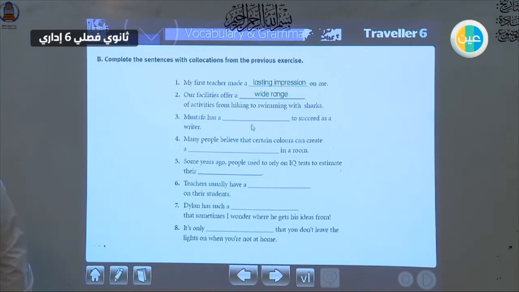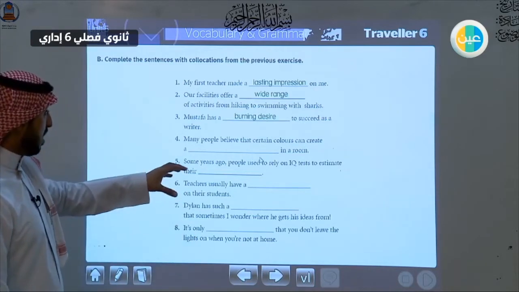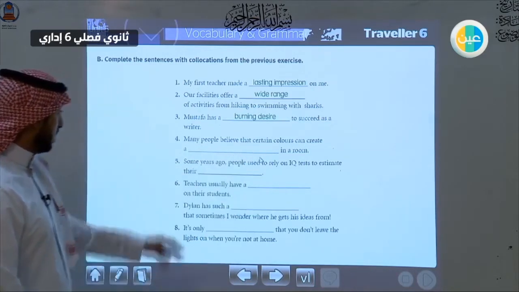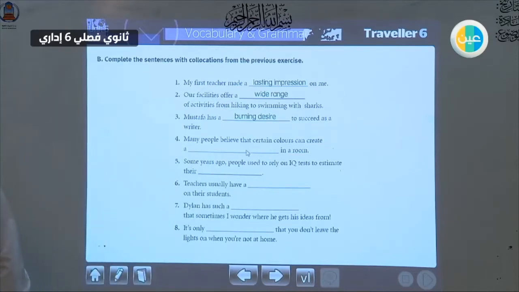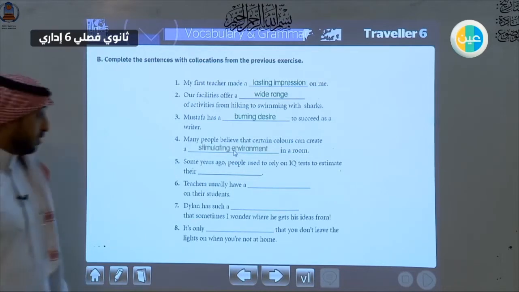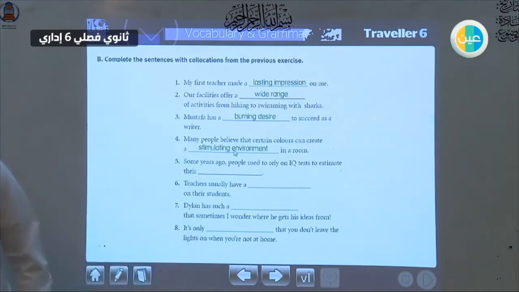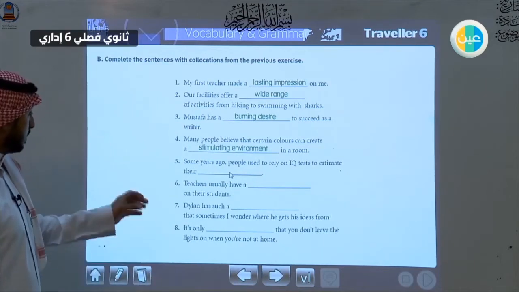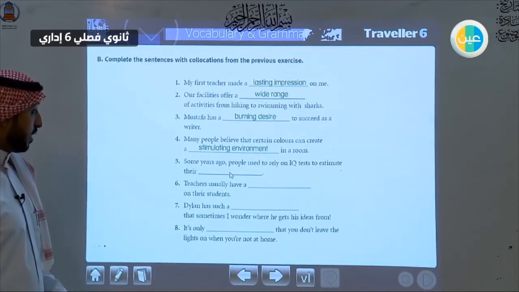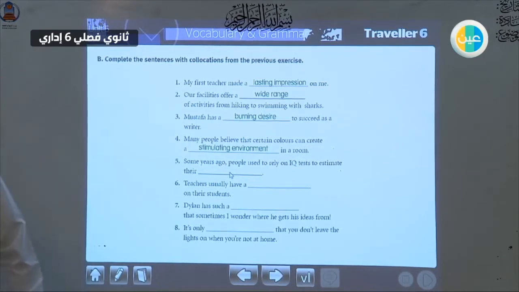Number 3, Mustafa has a burning desire, رغبة جامحة أو شغف, to succeed as a writer, لينجح ككاتب. Number 4, many people believe that certain colors can create a stimulating environment. So ألوان معينة في الغرفة تخلق جو إيجابي. Number 5, some years ago people used to rely on IQ tests to estimate their mental power.